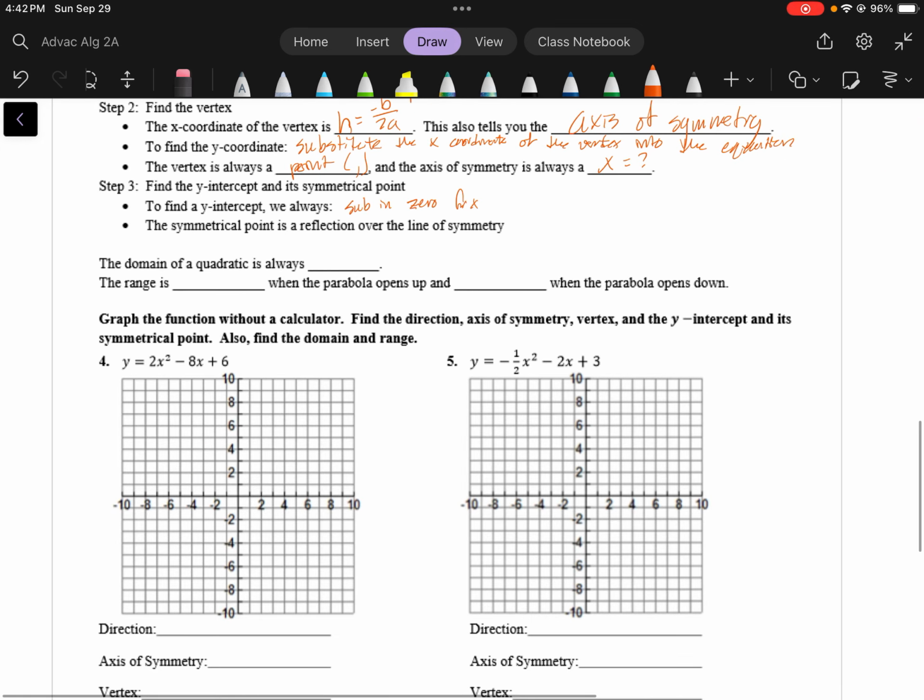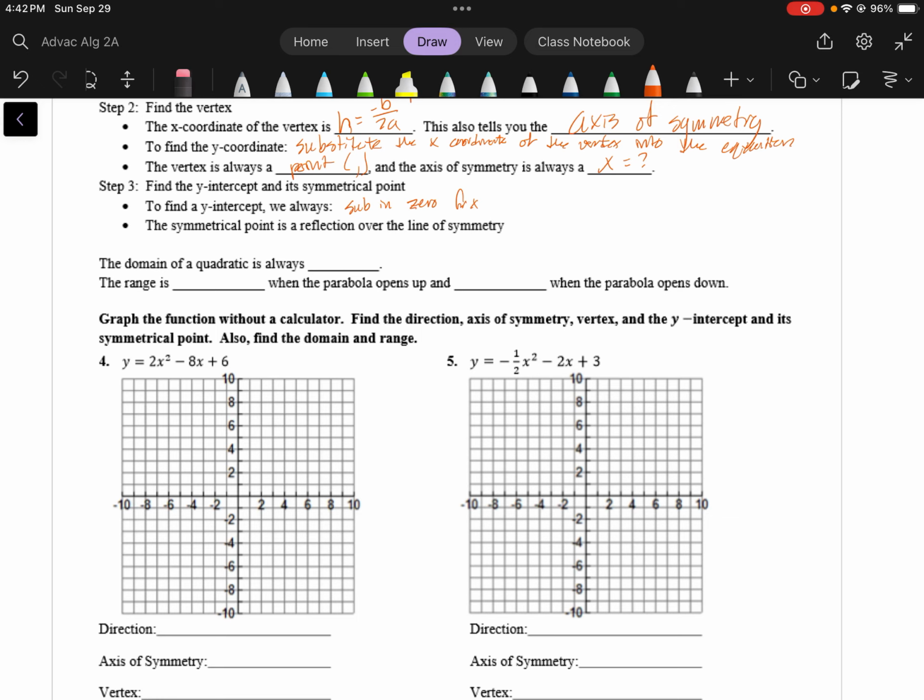Okay, so I know that was kind of a lot, but we're getting pretty close to being able to put it into practice, and we're able to say a lot of really important characteristics about our parabola just based off of looking at certain things of the equation.